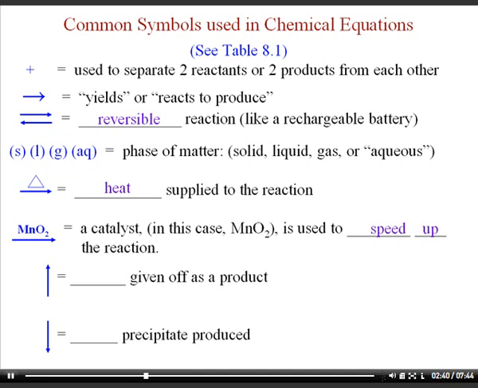Now if you see an up arrow, that means there is a product that's a gas. And if you see a down arrow, that means the product is a solid. Another name for a solid product is sometimes called a precipitate.